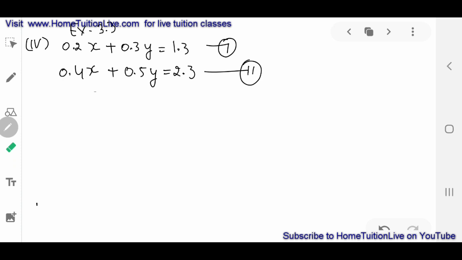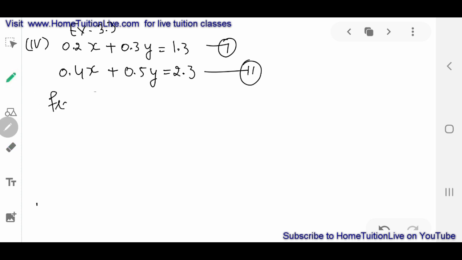In front of us, we have the fourth part of question number 1 of exercise 3.3. Find the value of x and y with the help of substitution method. Solve these equations. And we have given two equations. From the first equation, we will get the value of y.